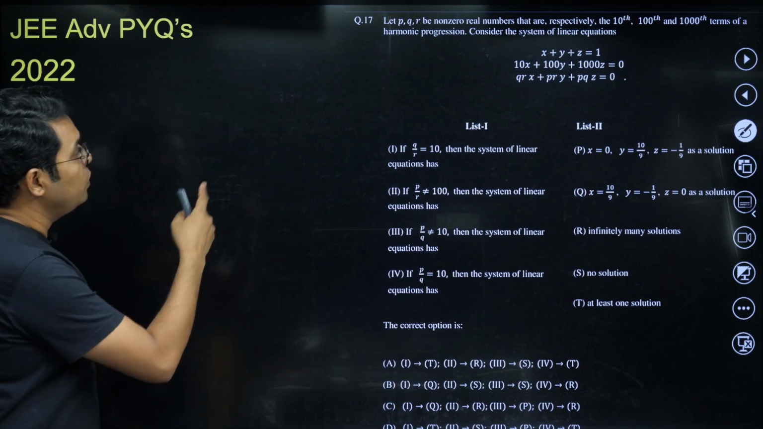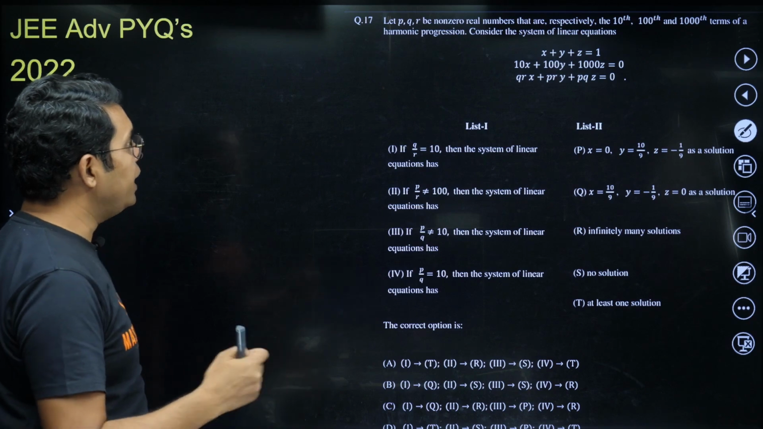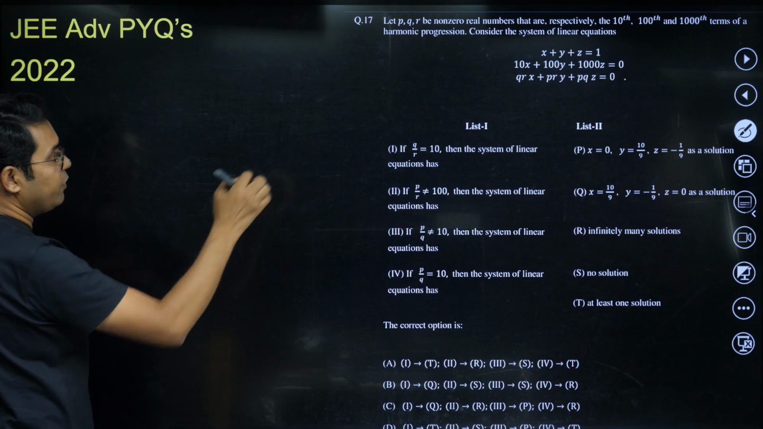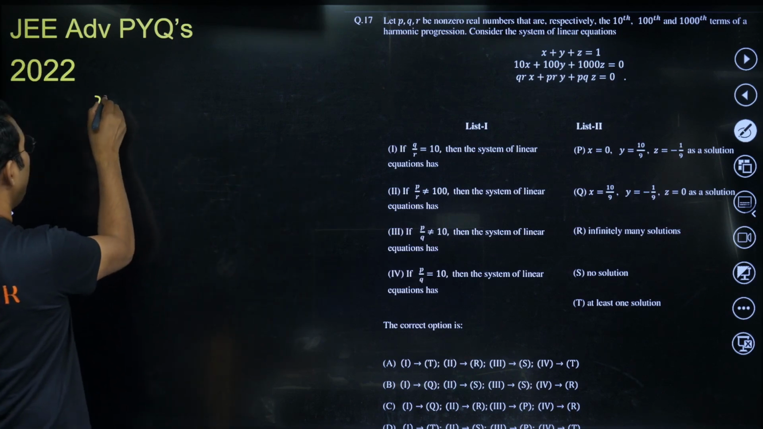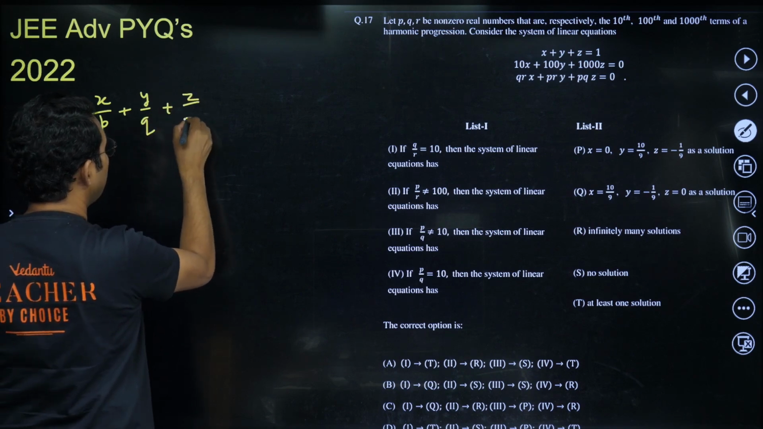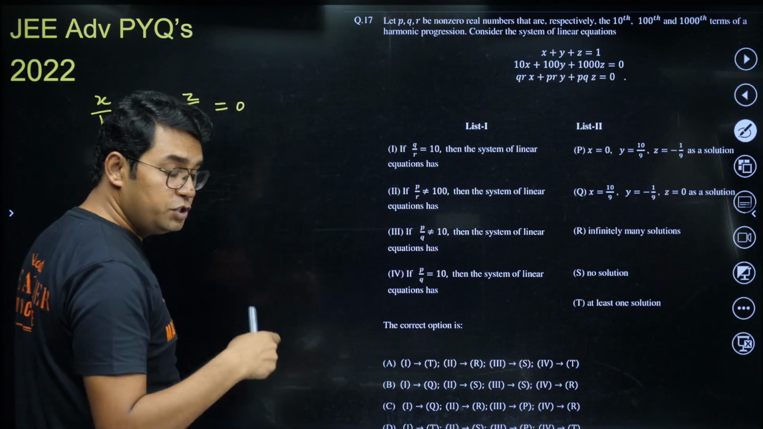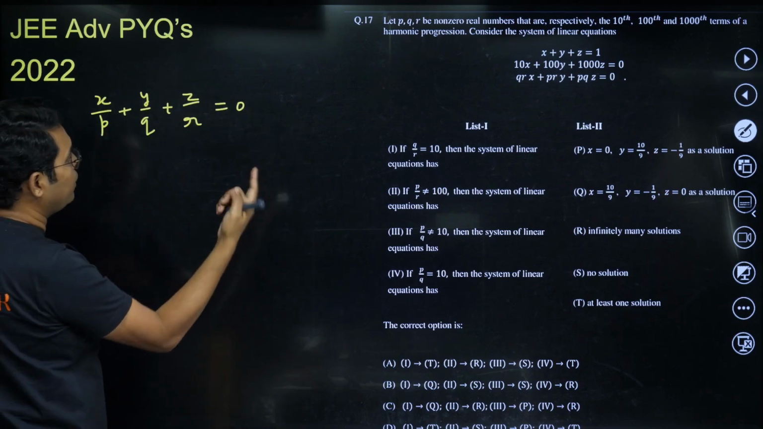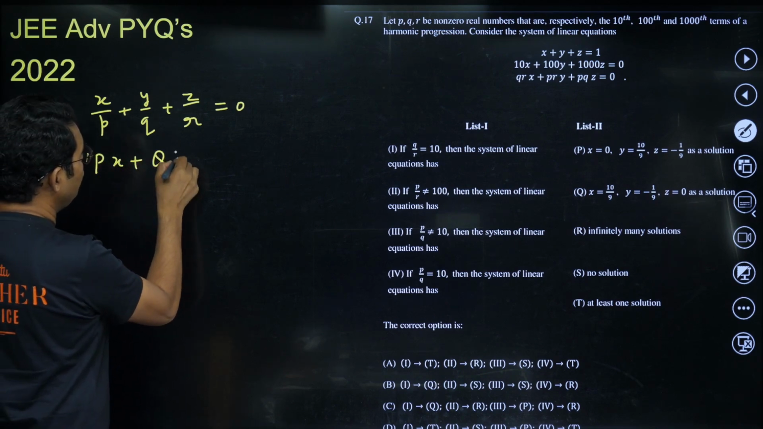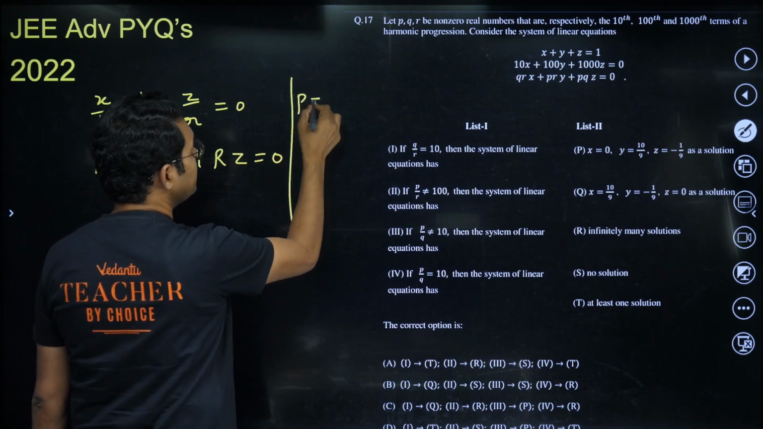Now question number 22. p, q, r are non-zero real numbers that are the 10th, 100th and 1000th terms of an HP. Consider the system of linear equations. Now please see the third equation. If I divide by pqr, it will become x upon p plus y upon q plus z upon r equal to 0. And because p, q, r are in HP, 1 upon p, 1 upon q, 1 upon r will be in AP. I can write them as capital P x plus capital Q y plus capital R z equal to 0, where this P is the 10th term.